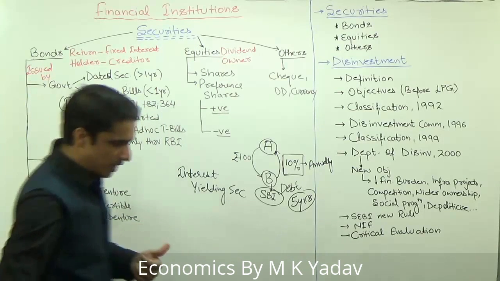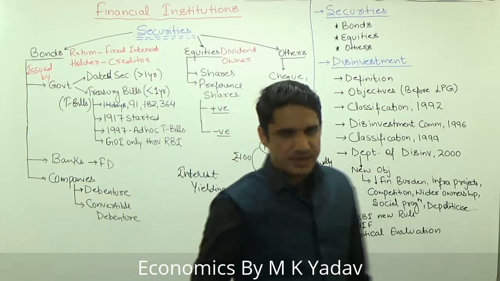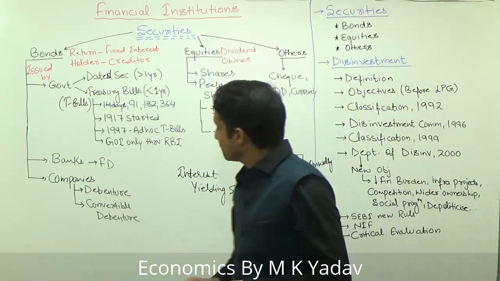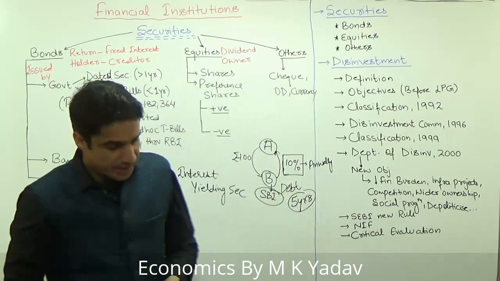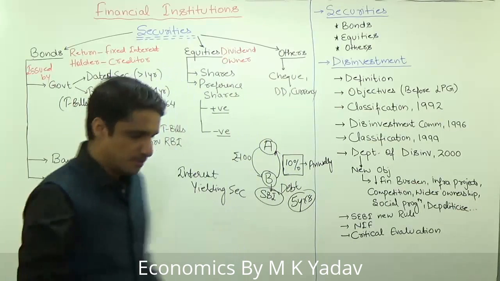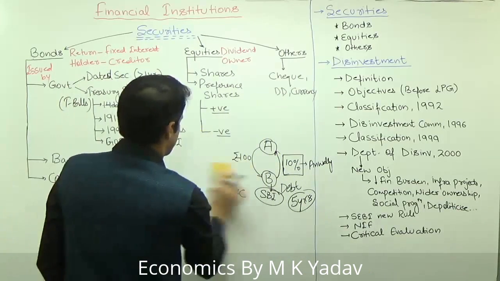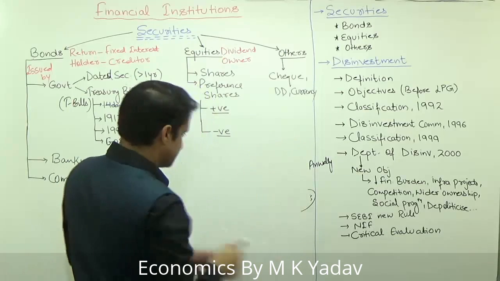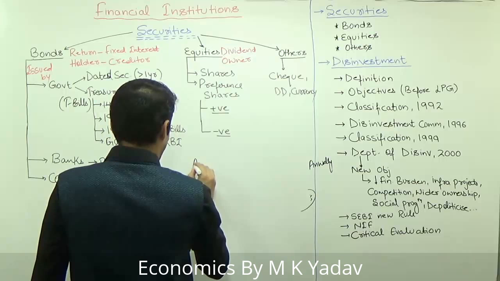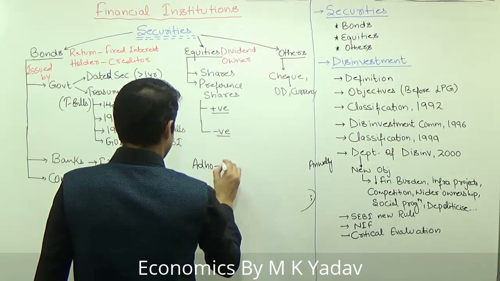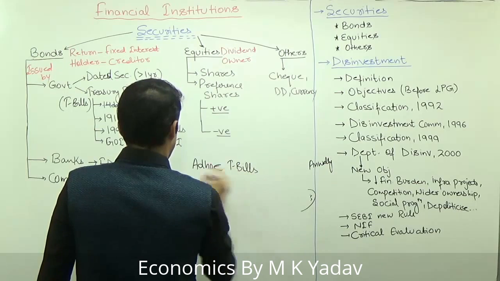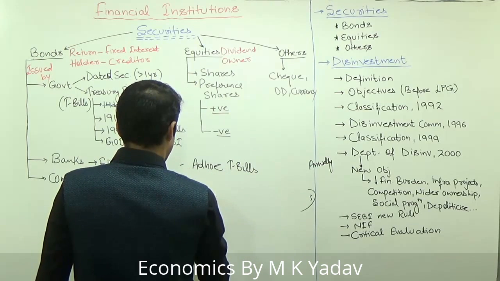Then it was started in 1917, so it is a pre-independence concept. It started in 1917. And in 1997, there were some major changes in T-bills. Earlier, there were 2 types of bills. The first one was ad hoc treasury bills, and the second one was regular bills.